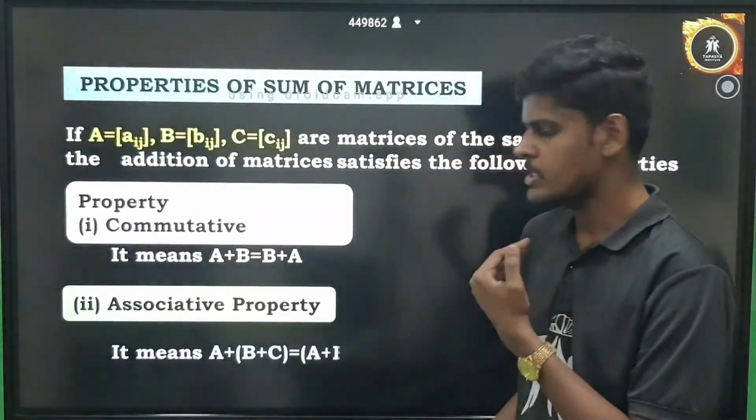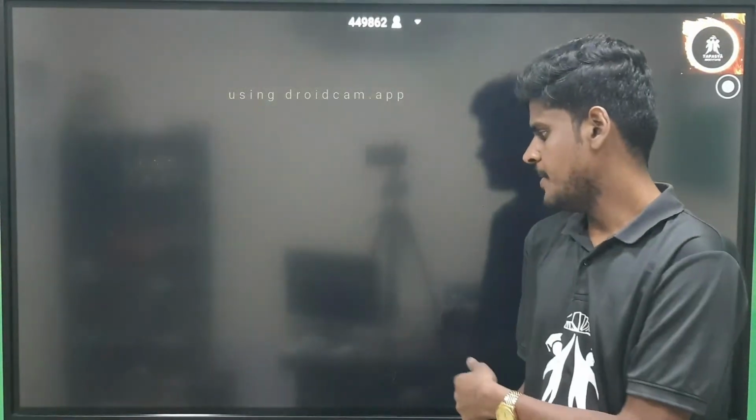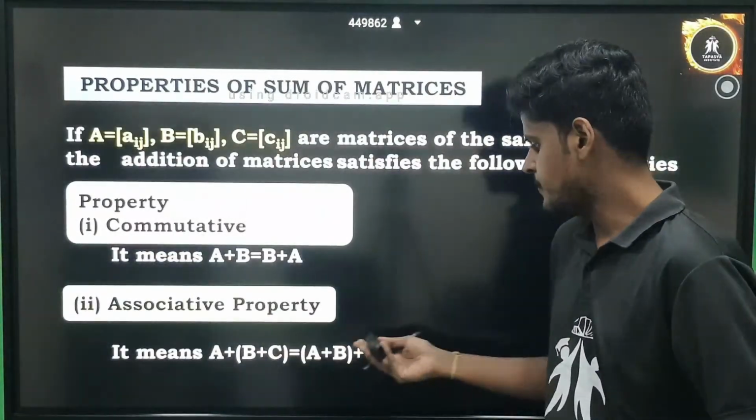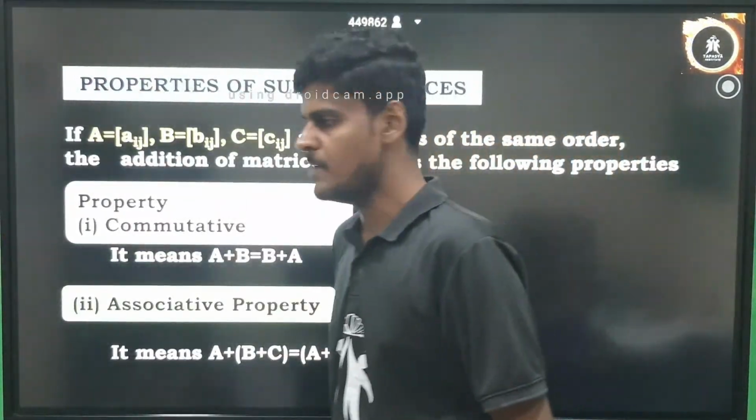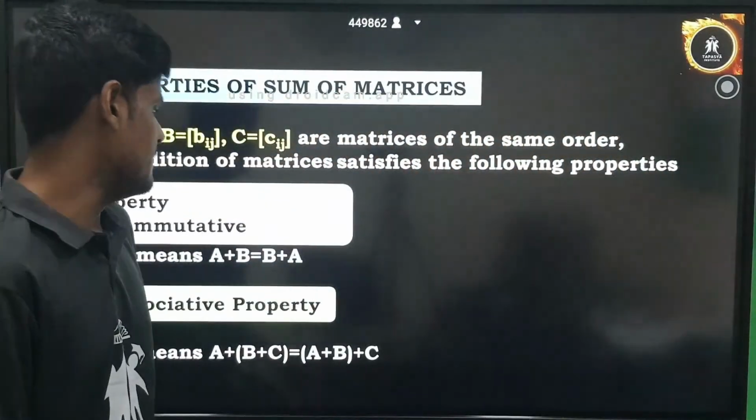Next, this also follows the associative property. A plus B plus C is equal to A plus B plus C. We have three numbers added, and it is the same.